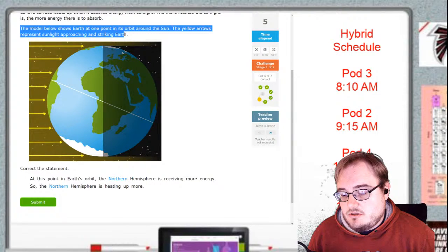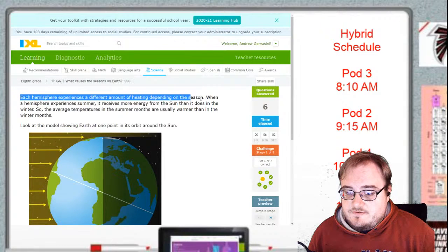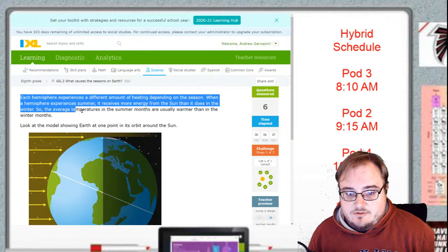Correct the statement. At this point in Earth's orbit, the northern hemisphere is receiving more energy. That looks like it's mostly indirect, so I'm going to say the southern hemisphere is getting direct light right now, right underneath the equator. So the northern hemisphere is heating up more? No, the southern hemisphere is. Southern hemisphere is in summer. Each hemisphere experiences a different amount of heating depending on the season. When a hemisphere experiences summer, it receives more energy from the sun than it does in the winter. So the average temperatures in the summer months are usually warmer than in the winter months, regardless of hemisphere.